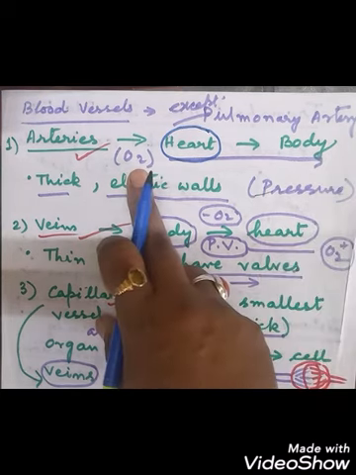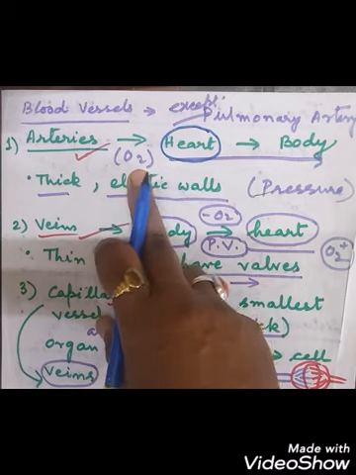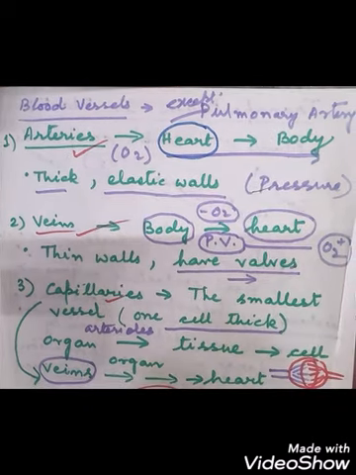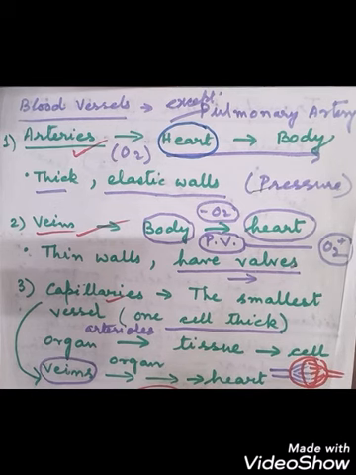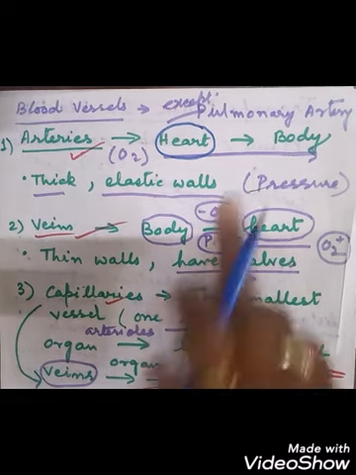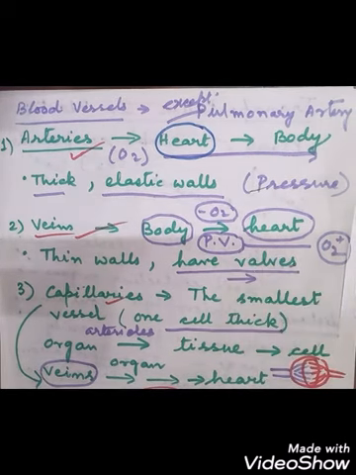So it will carry oxygenated blood, and pulmonary artery will carry impure blood or deoxygenated blood from the heart to the lungs. So the only exception is pulmonary artery.